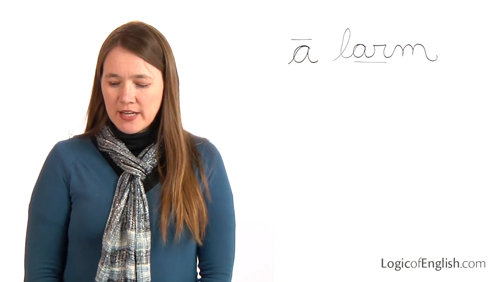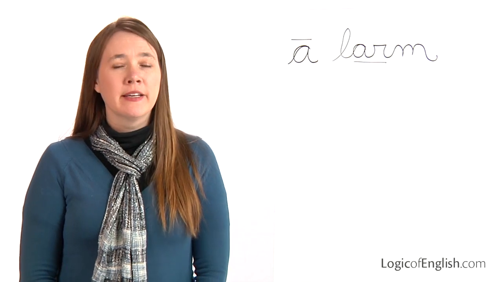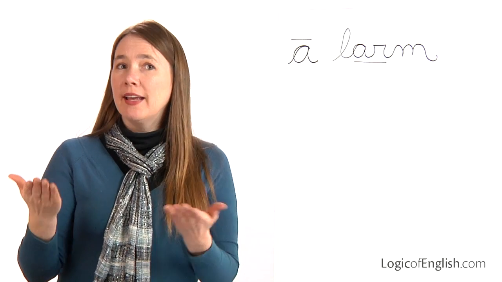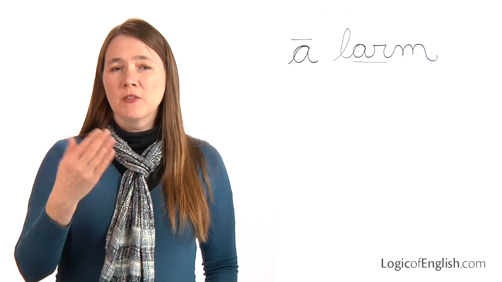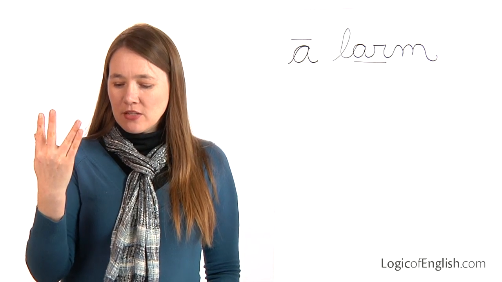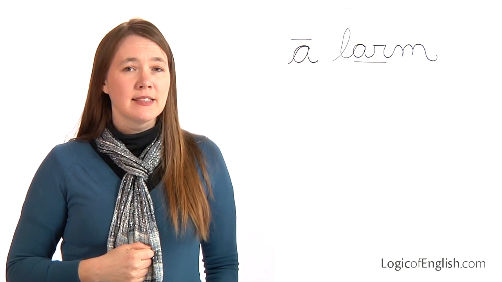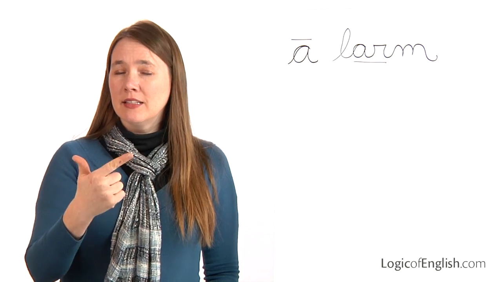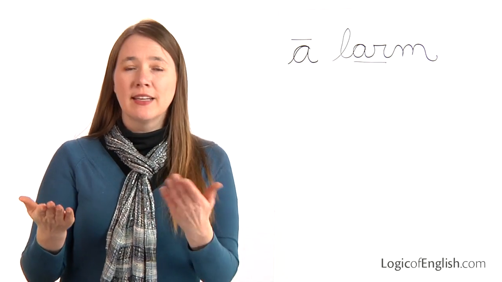The next word is chicken. The chicken clucked loudly. How many syllables in chick-en? 2. The first syllable is chick. Ch, I, k. Notice this is a 2-letter k. The second syllable is n. N. Go ahead and write chick-en.